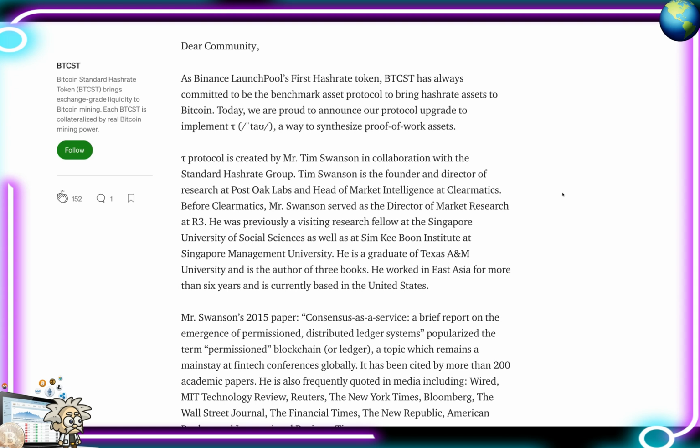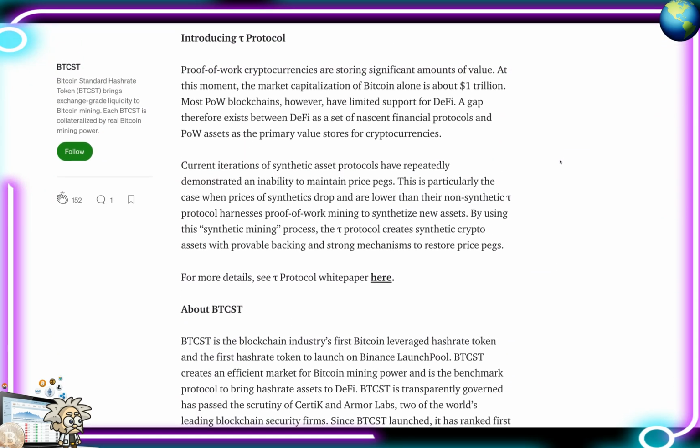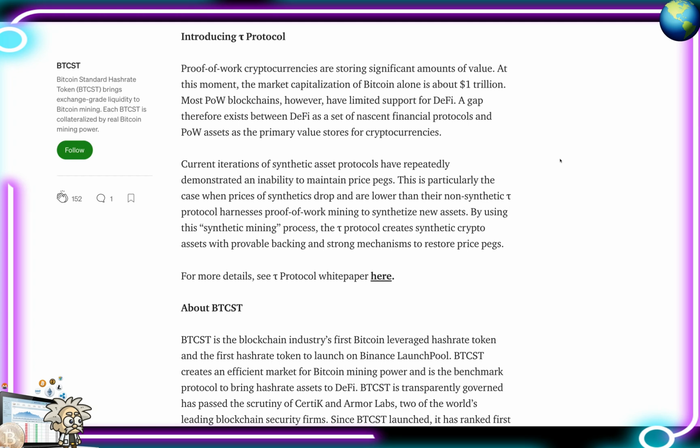Tim Swanson is the founder and director of research at Post Oak Labs and the head of market intelligence at Clearmatics. They then explain that proof-of-work cryptocurrencies are storing significant amounts of value. At this moment, the market capitalization of Bitcoin alone is $1 trillion. Most proof-of-work blockchains, however, have limited support for DeFi.